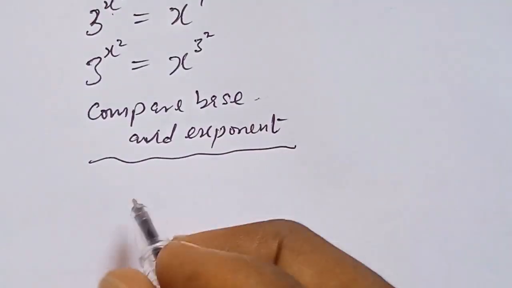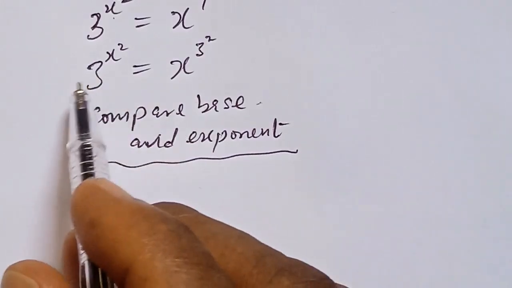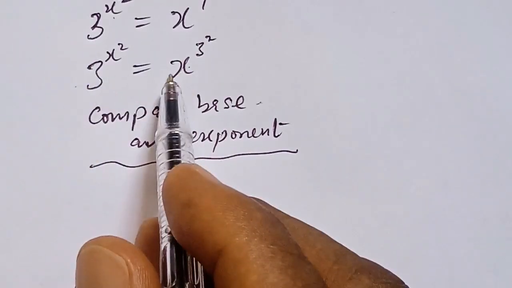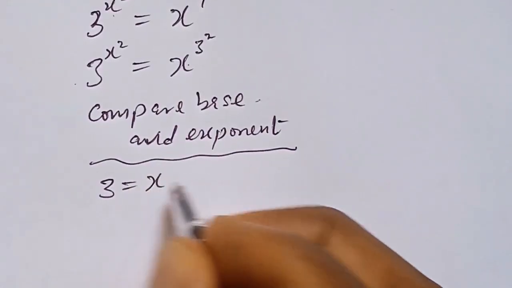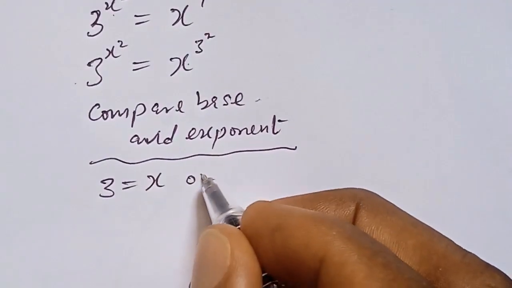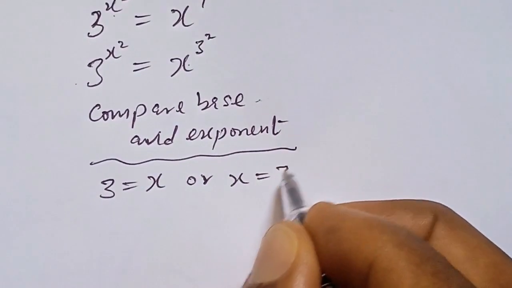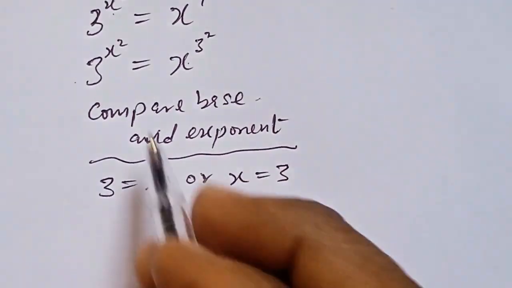So we compare the base and the exponent together. Comparing this base and the exponent, we have that 3 will be equal to x, or x equal to 3.